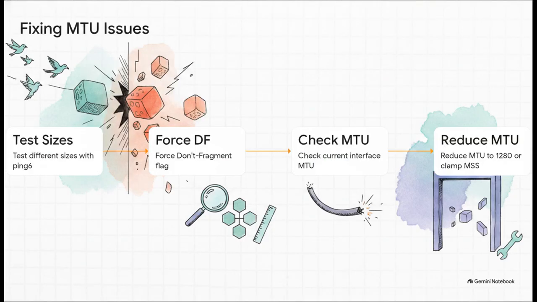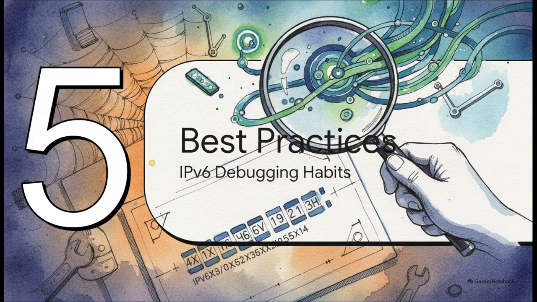Let's tackle another common scenario, the infamous packet too big MTU issue. This one is sneaky because small packets like your standard pings will succeed, leading you to think the network is totally fine. But then large data transfers just mysteriously stall out. By using ping 6 with the -s size flag and the -M do don't fragment flag, you can gradually increase the packet size until it breaks, pinpointing your exact MTU bottleneck. From there, your fix is to either reduce the interface MTU, usually safely down to 1280, or configure MSS clamping in your firewall.